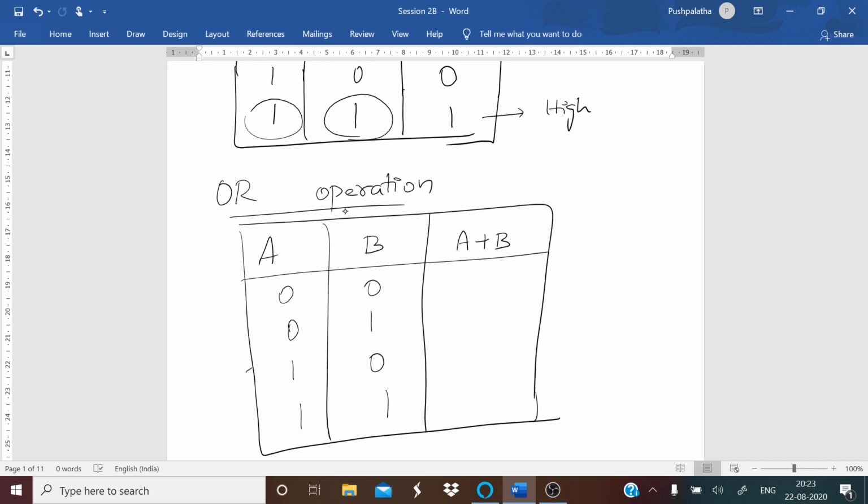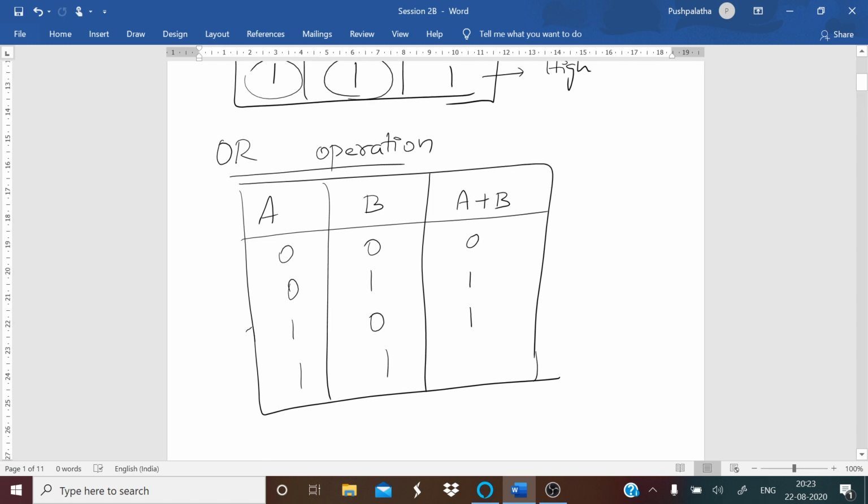So what is 0 plus 0? 0. 0 plus 1 will be 1. 1 plus 0 is 1. One thing that you have to remember here is, in the binary addition we had learned that 1 plus 1 is 0 with a carry of 1. We are not following that rule here. We are saying 1 plus 1 is 1. So the output is 1 if any of the inputs is 1.